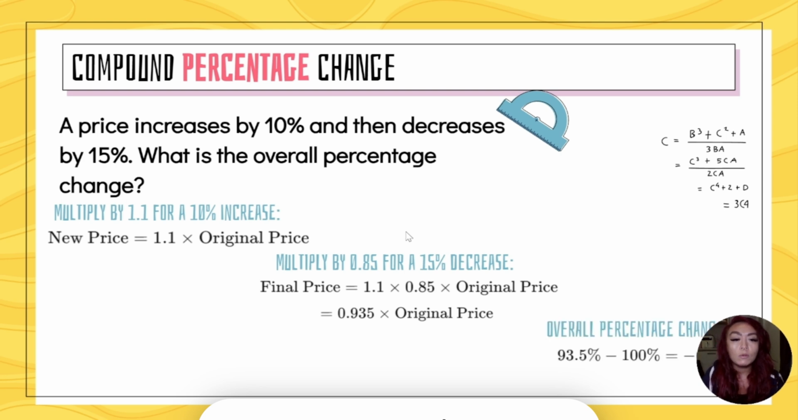Now, for the overall percent change, we take the number we found in the previous step and convert it to a percentage. 0.935 as a percentage: if you multiply that by 100, you get 93.5%. We subtract 100% from that and we get negative 6.5%. So what does that mean? It was an overall 6.5% decrease. The negative sign indicates that it was a percent decrease and not a percent increase.